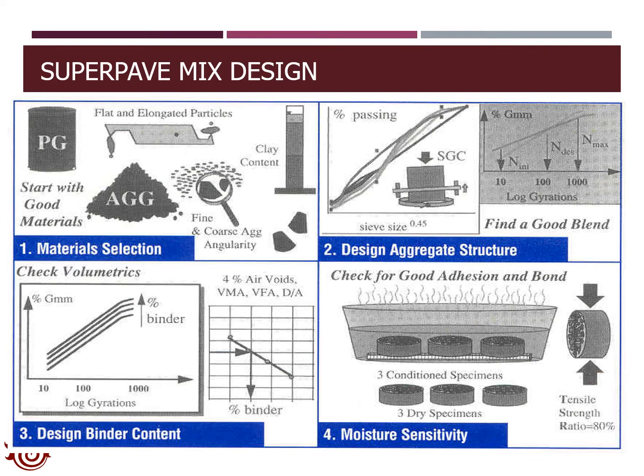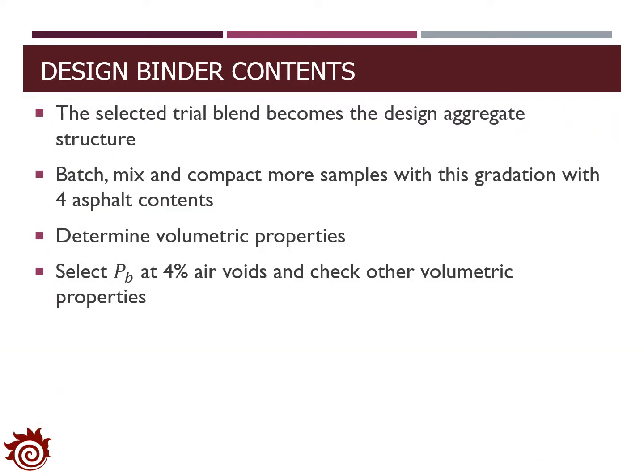From the previous lectures we know that the second step of the Superpave mix design is design aggregate structure. We will design 3 trial blends with different gradations and fix the asphalt content. And then we will estimate the volumetric properties of the 3 specimens, and we will check the criteria for the volumetric properties. The one which will satisfy all the criteria will be chosen as the design aggregate structure. And this design aggregate structure will be applied in the third step, design binder contents.